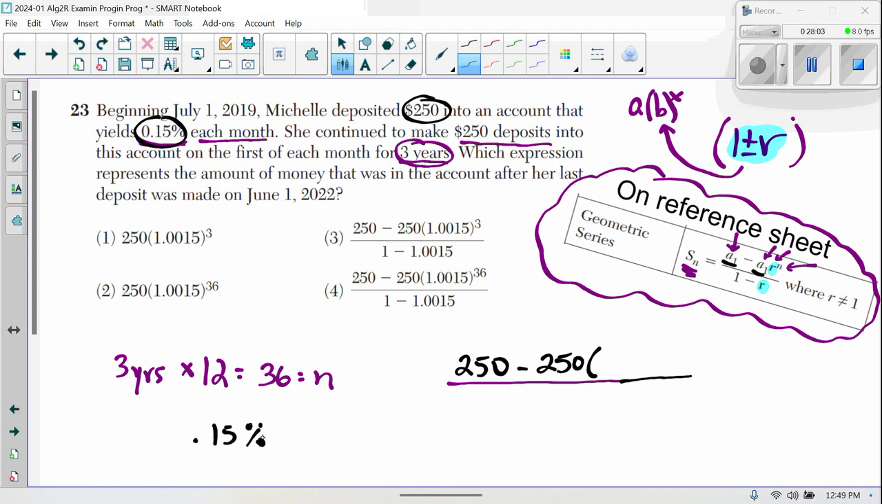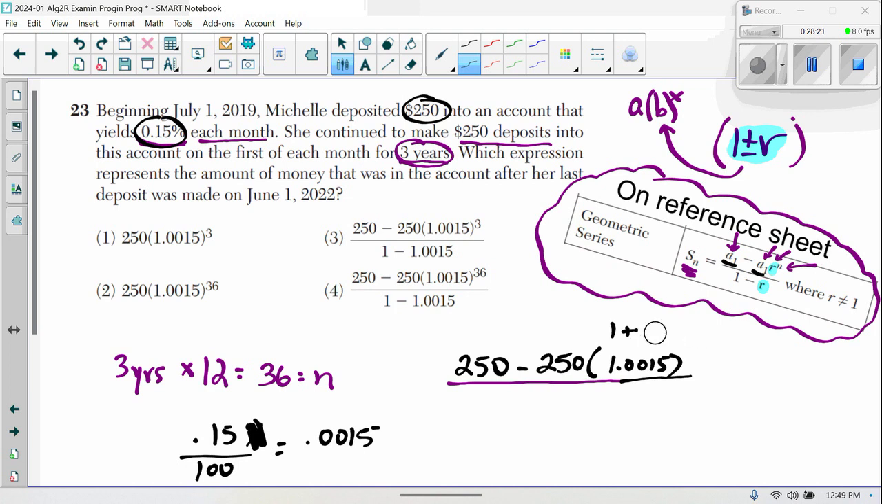0.15%. I want to get rid of the percent. I got to divide that by 100, or slide the decimal over twice. So that's what it is. So in here is 1 plus 0.0015, or 1.0015. There you go. Okay.